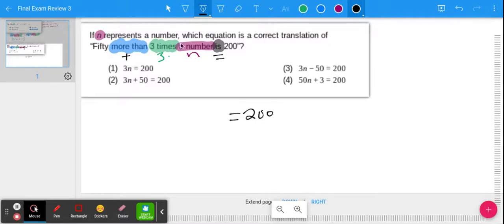So let's look at 3 times a number. If we do 3 times a number, that's going to be 3n. That's 3 times the number, which is n. When a number and a letter are stuck together, that's multiplication. And then we have 50 more than that. Well, how do we get 50 more than that? We add 50 to it. So this is 3 times a number. We add 50 to it to get 50 more than it equals 200. So our answer is choice number 2. 3n plus 50 equals 200.